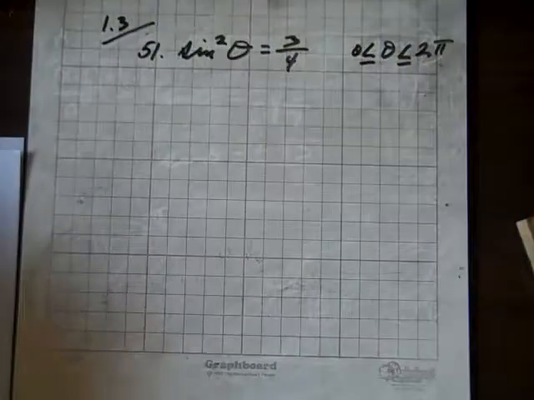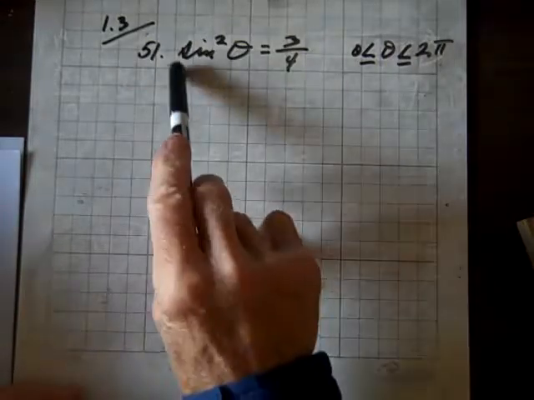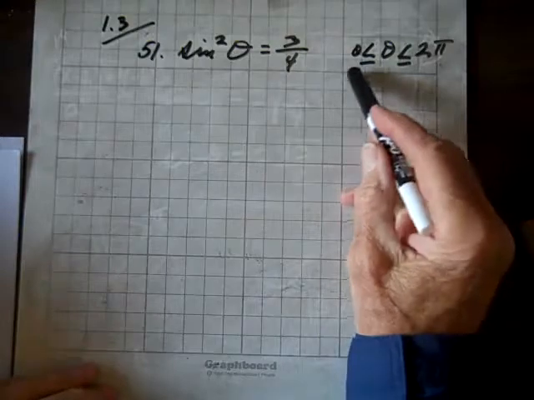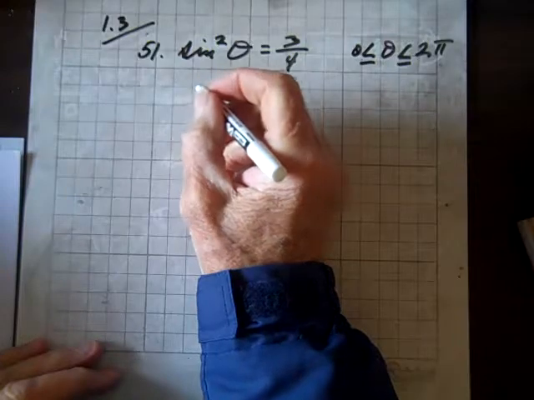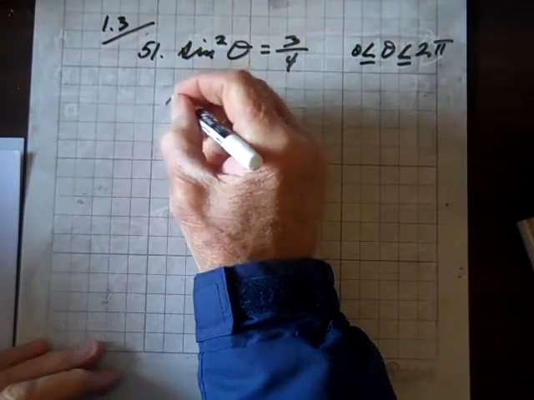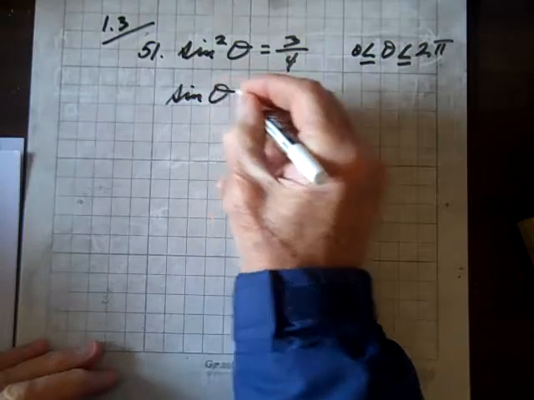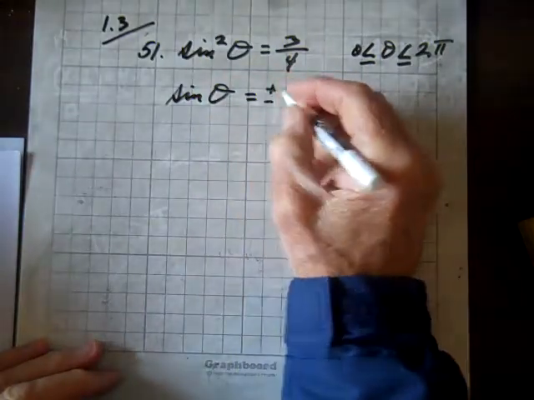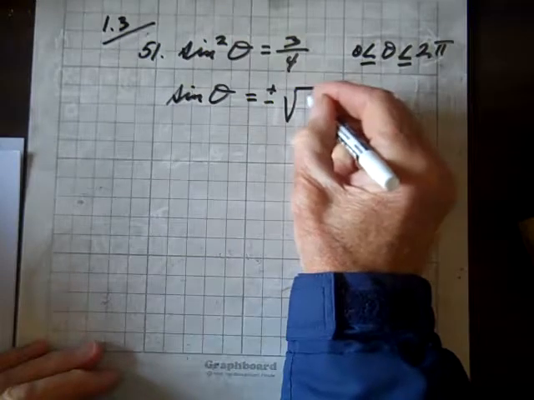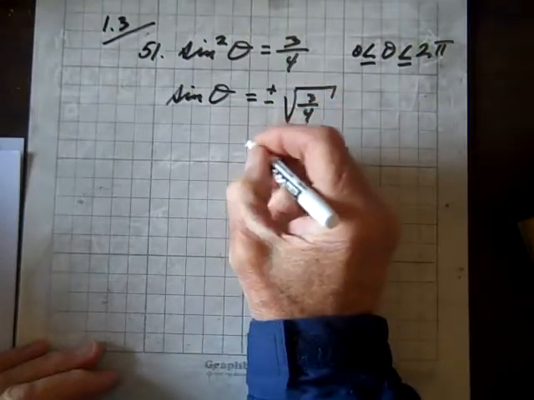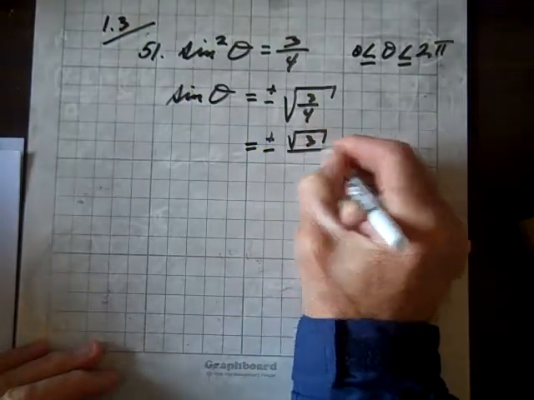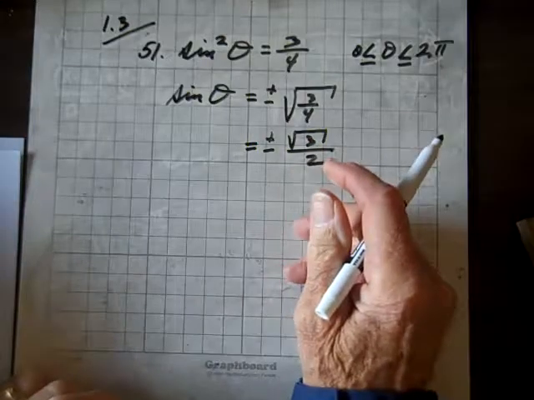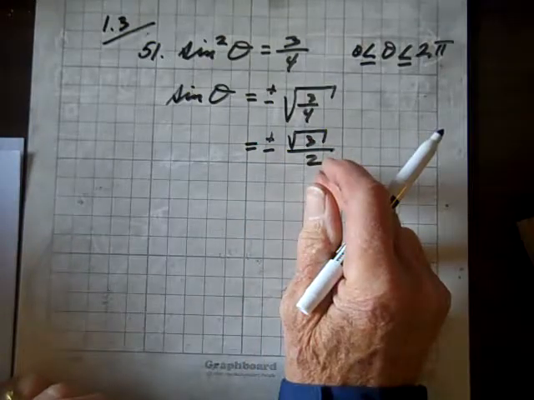Okay, now we're doing question 51 on section 1.3. For this question we have to solve this equation on the interval 0 to 2 pi. So let's take the square root of both sides, so we can isolate sine theta. By the square root property that's going to be plus or minus the square root of 3 over 4. The square root of 3 is the square root of 3, the square root of 4 is 2, so that's plus or minus root 3 over 2.